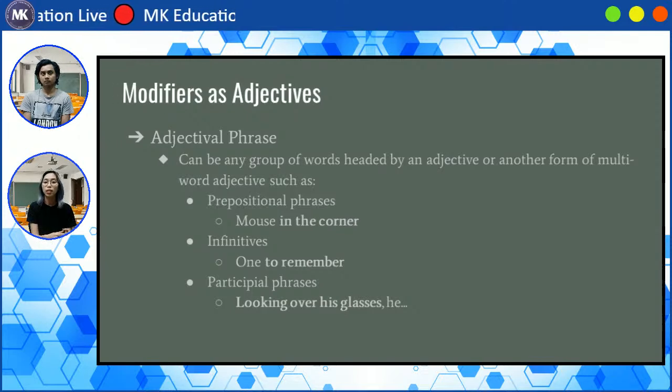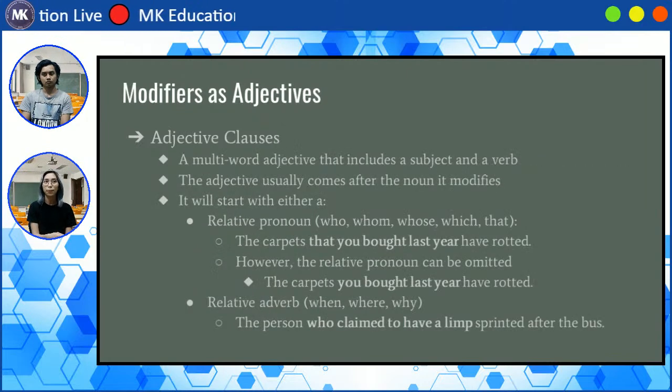Next, we have infinitives. So we already discussed what infinitives are. Usually it's a phrase. It's not actually a verb, but we have to and the verb. So here we have one, to remember. And we have participial phrases, which means we use the participle form of the verb. For example, looking over his glasses.